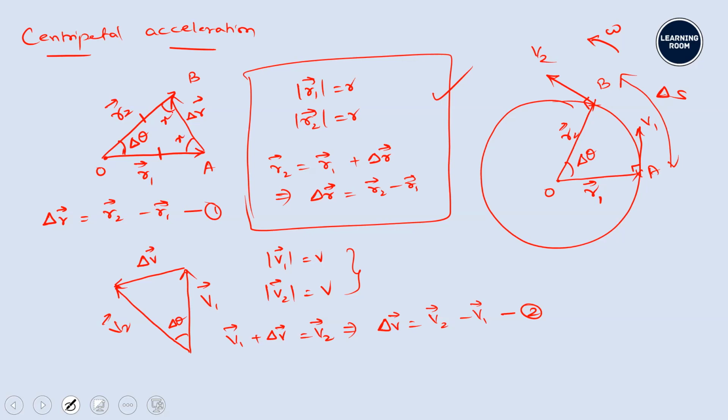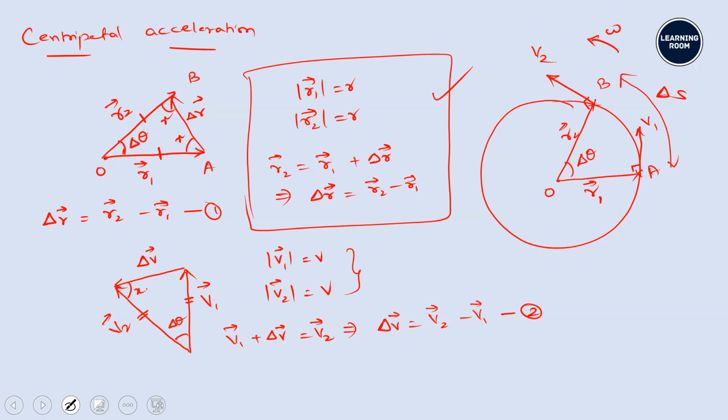Right? Now coming to the next triangle, V1 has magnitude V and V2 also has a magnitude of V. So this side and this side are also equal. So looking at the case here, since one of the angles is going to be delta theta, the other two angles are the same, and the same thing should happen with the second triangle also.